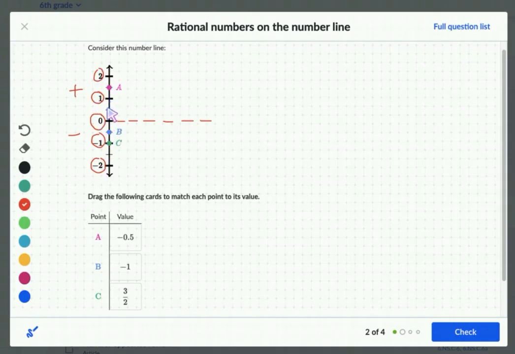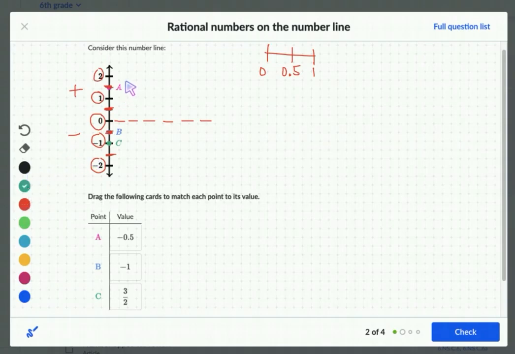And in addition to that, I see only 1 line being drawn between the whole number. So between 1 and 2, there's 1 line. Between 1 and 0, there's 1 line. 0 and -1, there's 1 line. So if we remember from our lesson, we know that if there's 1 line, that means that there's a 0.5 in between. So that's going to help us out a little.